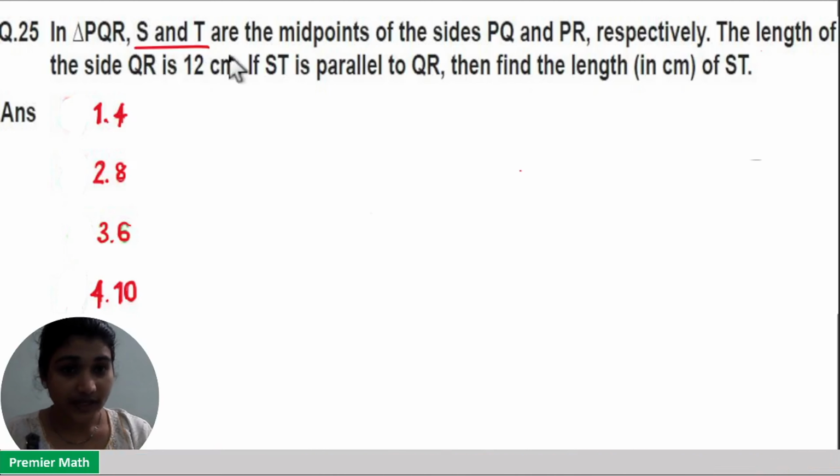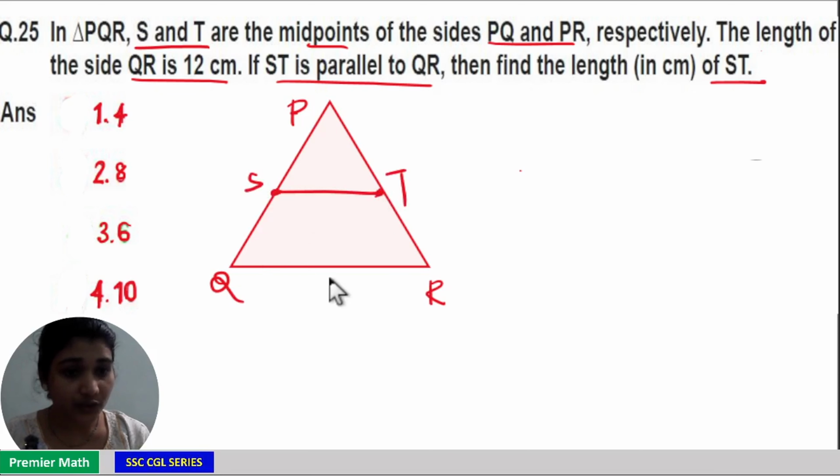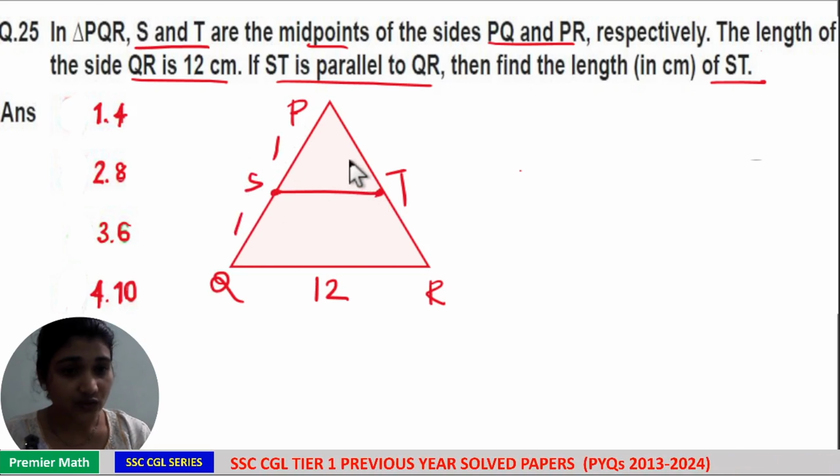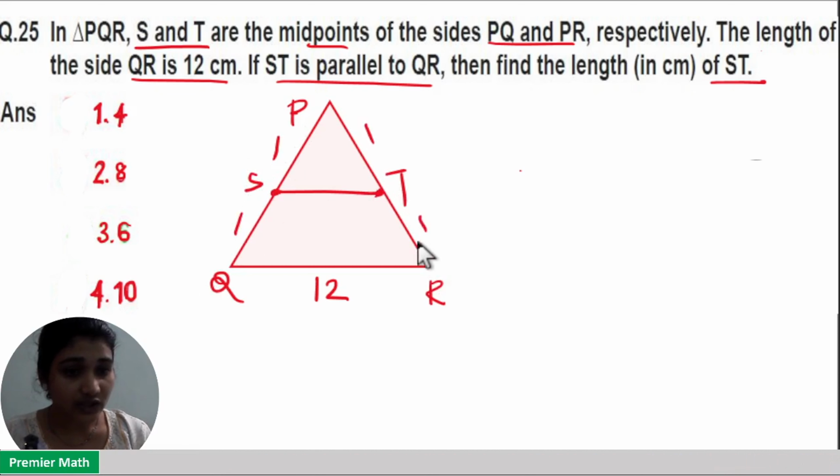In triangle PQR, S and T are midpoints of sides PQ and PR respectively. The length of side QR is 12 cm. If ST is parallel to QR, then find the length of ST. If this is the triangle PQR, here S and T are midpoints of sides PQ and PR, and ST is parallel to QR, and QR is given as 12 cm. Now, S and T are midpoints, which means PS equal to SQ, in the ratio of 1:1, and PT equal to TR, in the ratio of 1:1. Then I can take 1 by 2 equal to ST by 12, which means ST is half of 12. That is option 3, your answer.